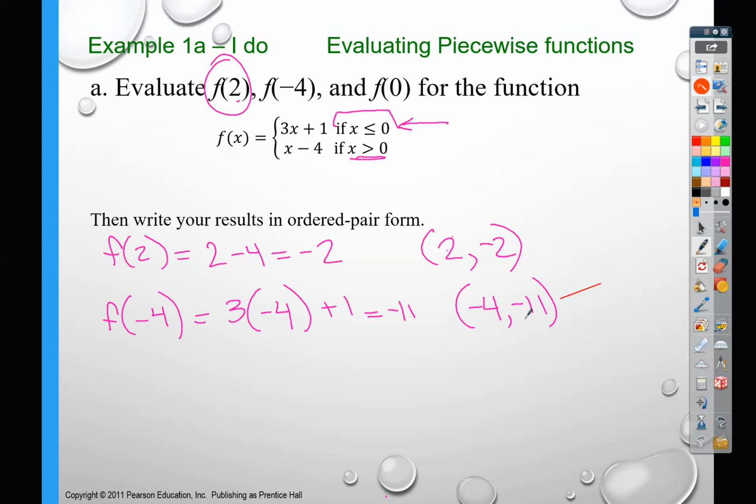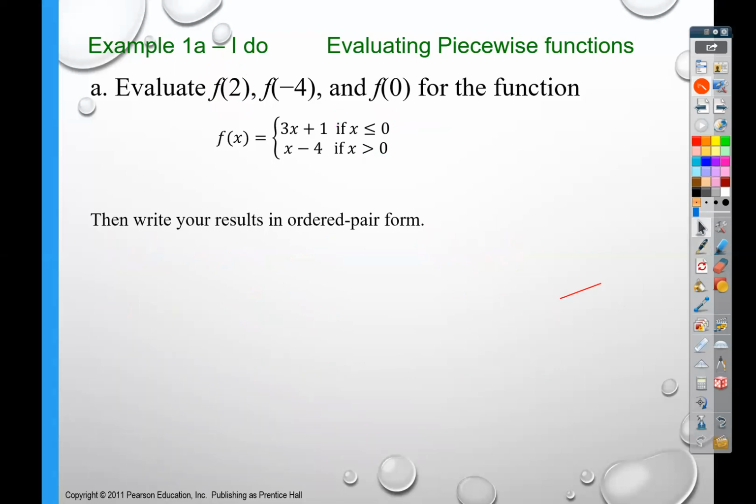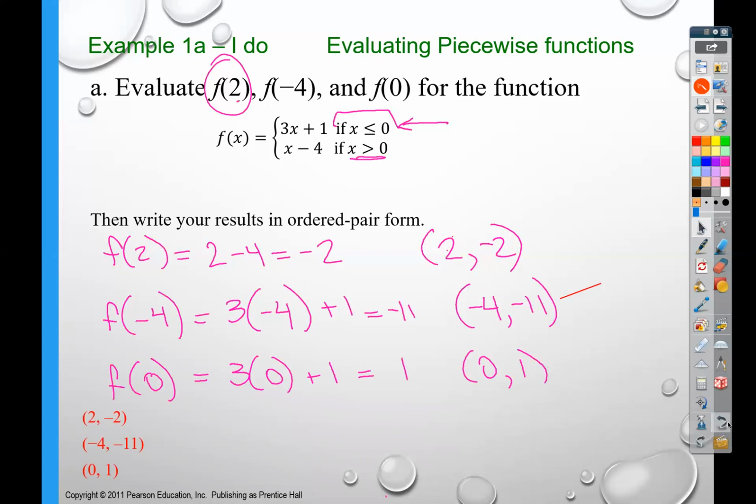And then for the last one, f of 0, I'm going to use the first function because it says x is less than or equal to 0. So 0 plus 1 is just 1. So that ordered pair would be 0, 1. And those are my answers. So I've got all that.